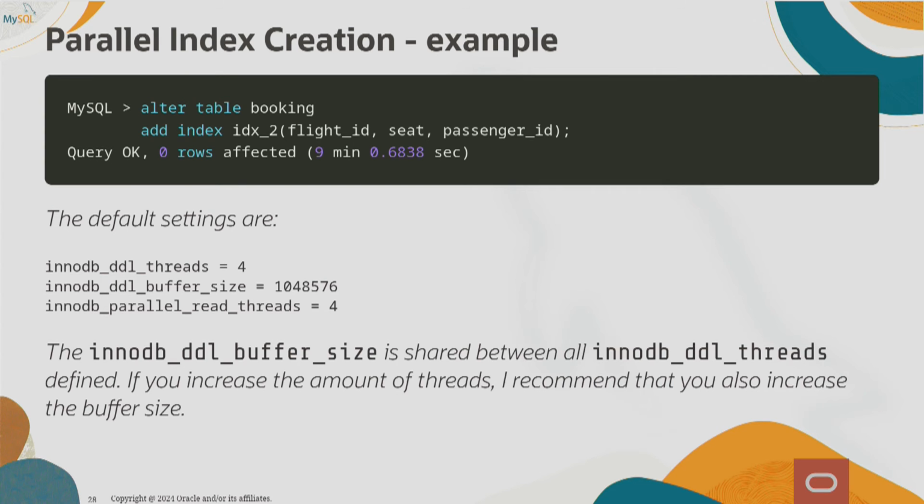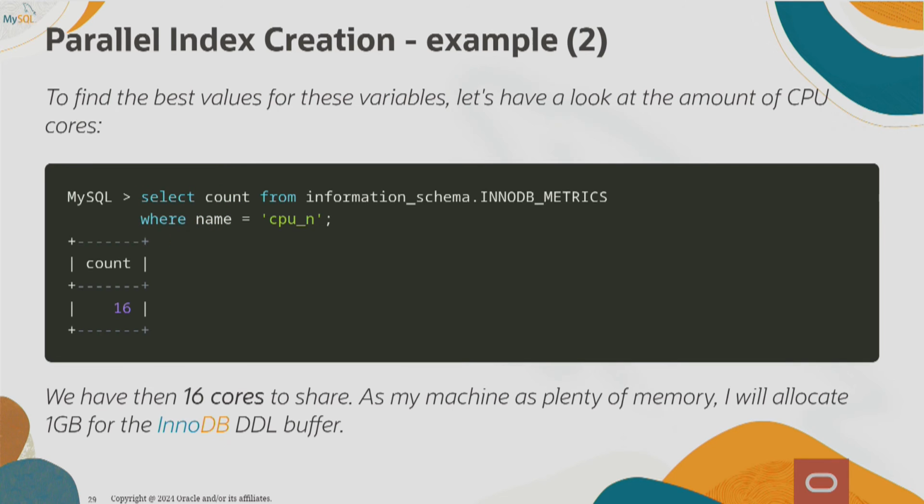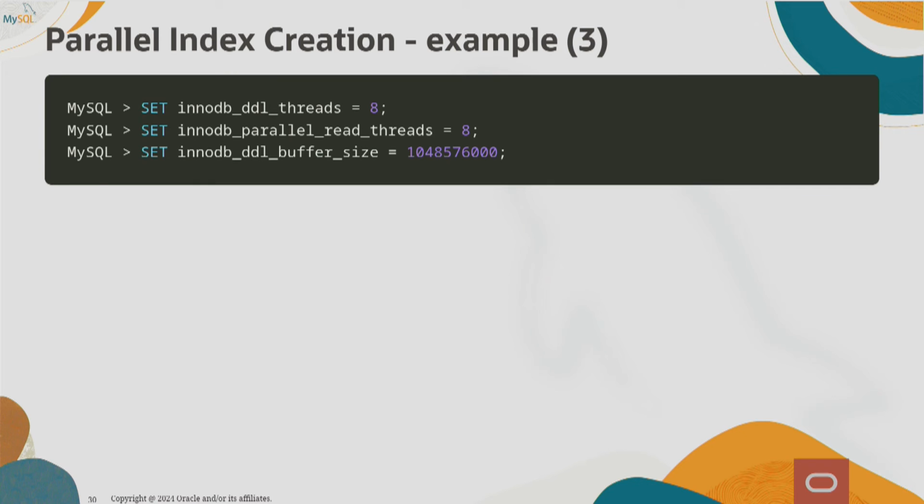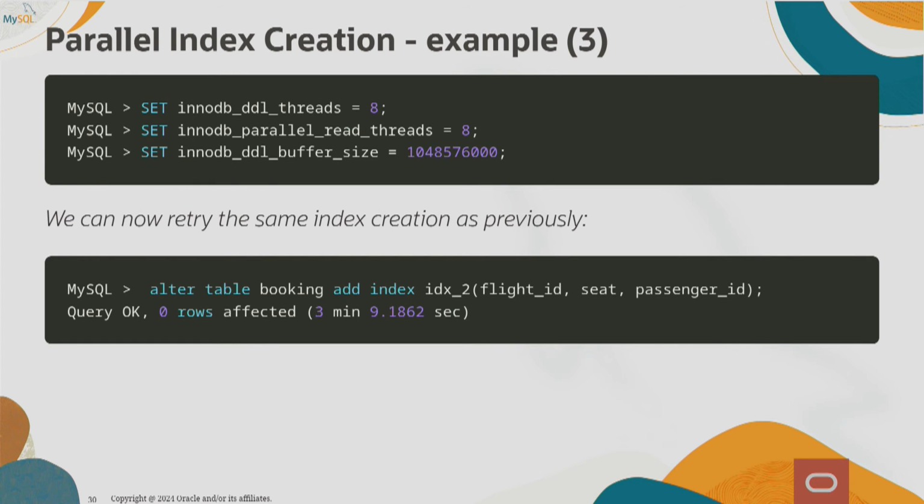And of course, the size also matches the amount of threads, because they are all shared together. I can check on my system how many CPU cores I have. From the SQL, I can see I have 16 cores. I have plenty of RAM, so I will put 1 gigabyte of RAM for this cache. So I change that information, and then I run the query. You can see the same query takes 3 minutes now, instead of 9 minutes, just by some fine tuning.